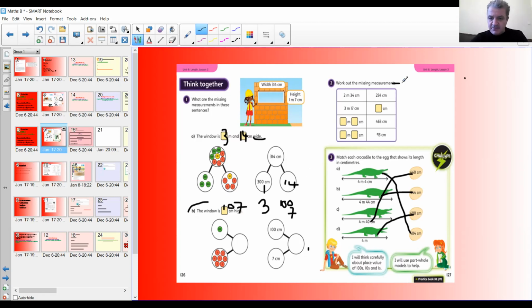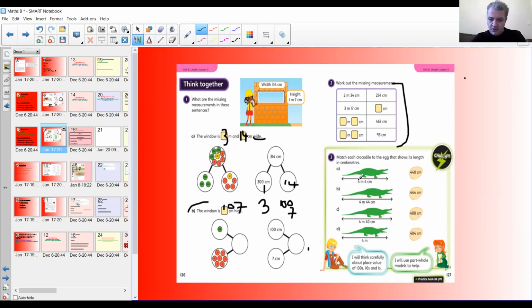Work out these missing measurements. Okay, so everyone can have a go at that. A couple of minutes to do that. And then we're going to help them. So, A, we're going to match each crocodile to the egg that shows its length.